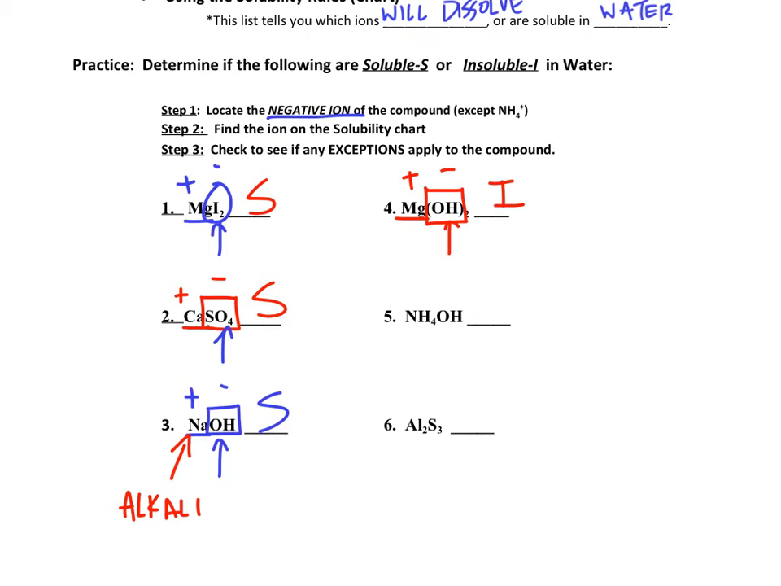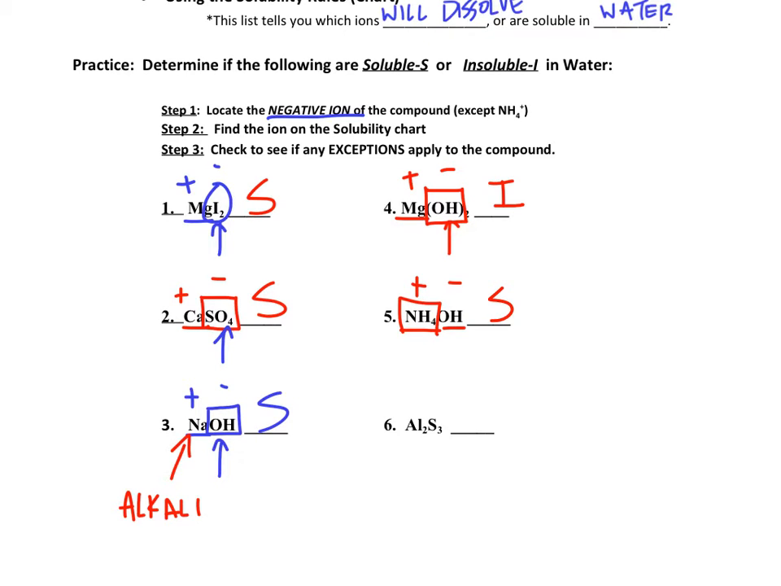All right, number 5, ammonium hydroxide. Okay, so ammonium is an ion. It's a polyatomic ion. And hydroxide is also a polyatomic ion. However, when you look up at the rules, step 1 says locate the negative ion of the compound except for ammonium. So if ammonium is part of your compound, then you're always looking for ammonium. In this case, it is. So ammonium is my ion in question. So I'm going to give ammonium an S for soluble.